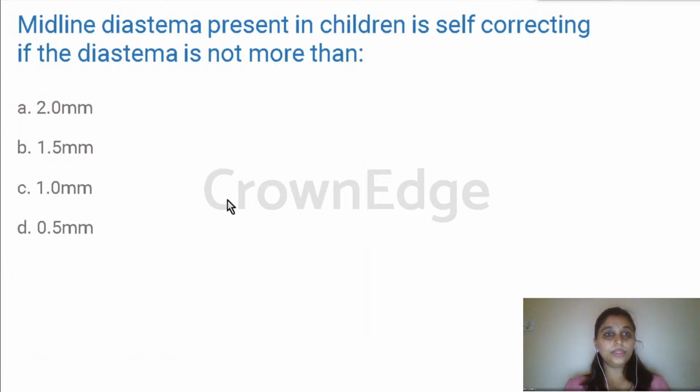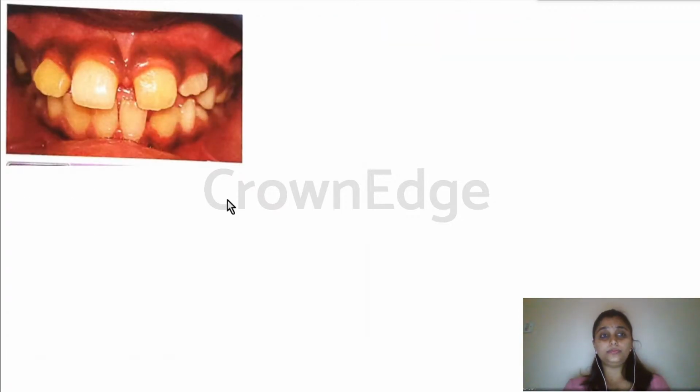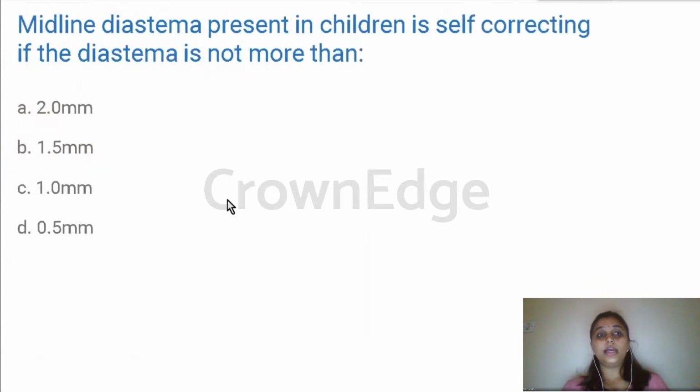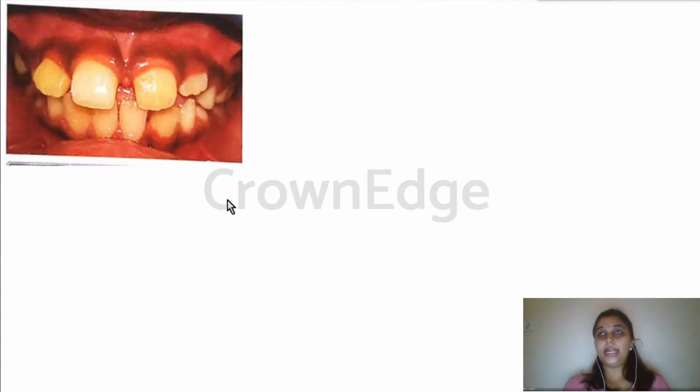Okay. Midline diastema present in children is a self-correcting anomaly if the diastema is not more than 2 mm. Yes. The answer is A. It should not be more than 2 mm. So if this child comes to you with a midline diastema of about 4 mm, 5 mm, or 3 mm, you have to be really cautious. Why? Because it could signify a lot of other things. It could be because of an abnormal frenal attachment of the maxilla.